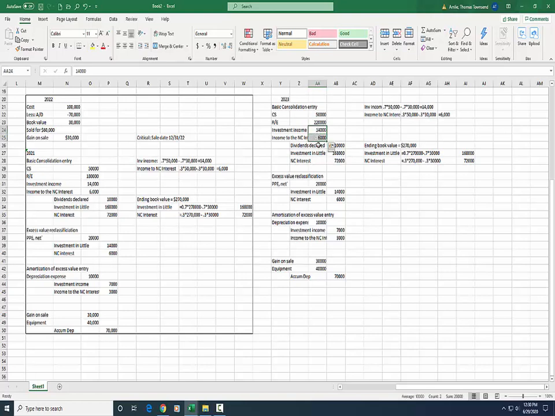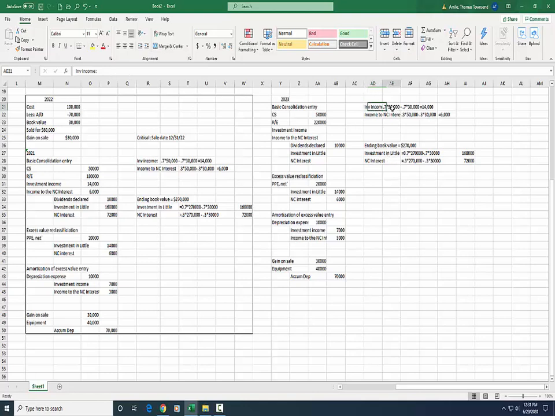The investment income and the investment in Little and so on. Now again, dividends declared, that part's the same too. Let's look at the investment income. Now, actually, before we do, sort of the chicken or the egg first. Let's look at the investment income first.